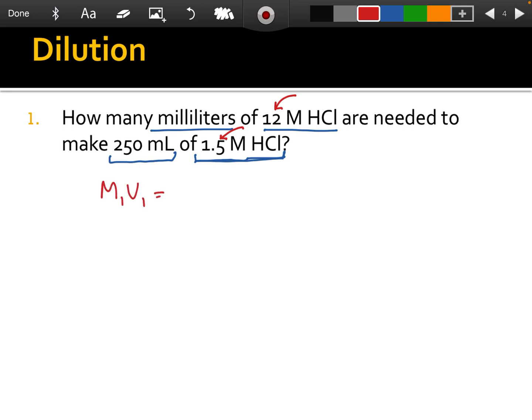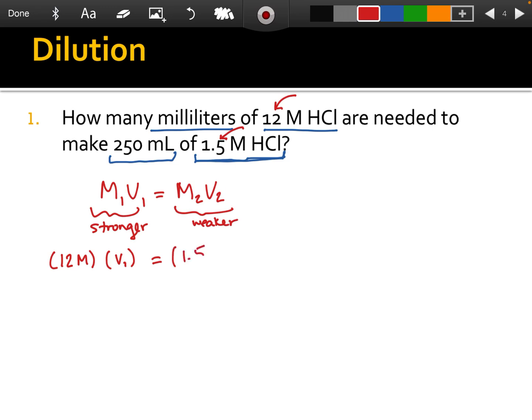So when you have M1V1 is equal to M2V2, M1V1 is your stronger solution, so that 12 molar would be your M1. And we want to know how many milliliters of that we need. Then M2V2 is your weaker solution, the one we're trying to make. We want to make a 1.5 molar solution, and we want to make 250 milliliters of it.